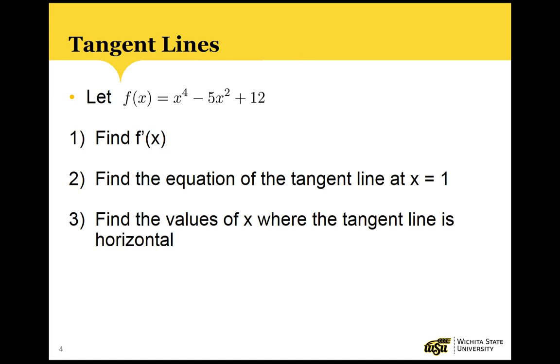For the second example involving our basic problems of calculus, we would like to look at tangent lines. We want to find the tangent lines of the function f of x equals x to the 4th minus 5x squared plus 12 by doing the following. We're going to determine the derivative function f prime. We're going to find the equation of the tangent line at x equals 1, and then we are going to determine the values of x where the tangent line is horizontal.